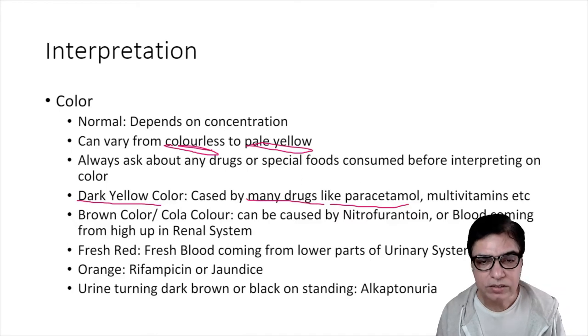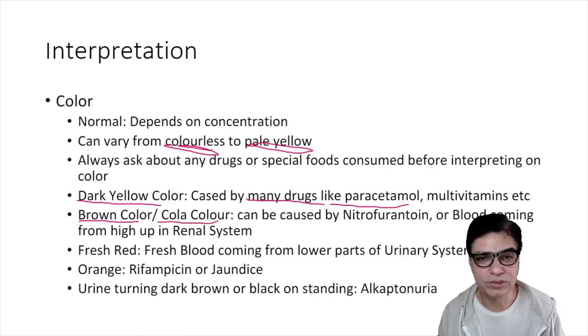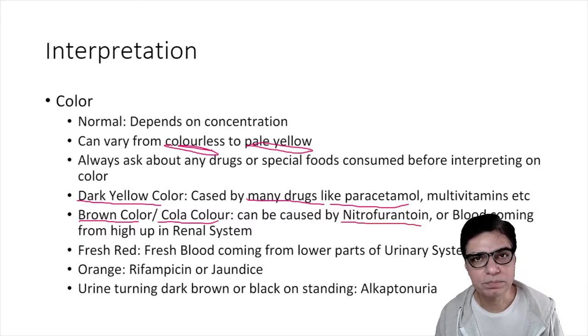If the urine is brown colored or cola colored, so if you feel like it is just like Pepsi Cola or Coca Cola, or it's got a brown tinge to it, then it can be caused either because the child is taking certain drugs like nitrofurantoin. Nitrofurantoin is a drug which is used for UTI, and it's also notorious for giving brown discoloration to the urine, or it can be caused by blood.